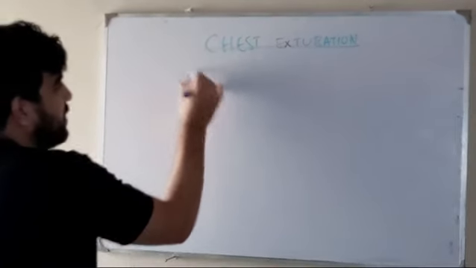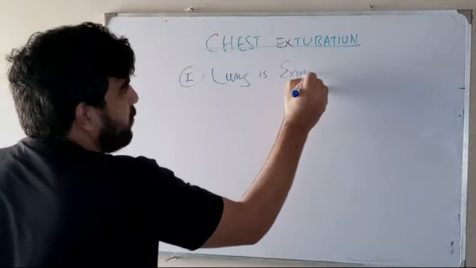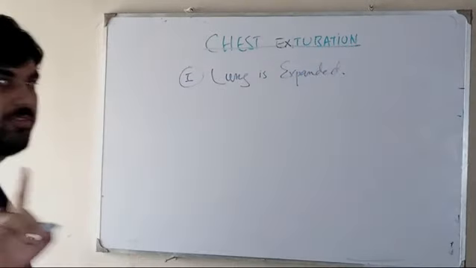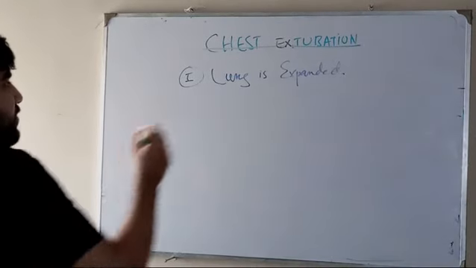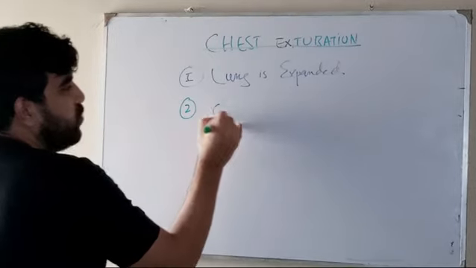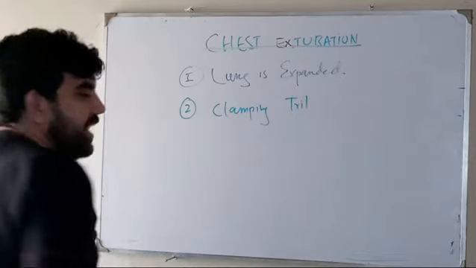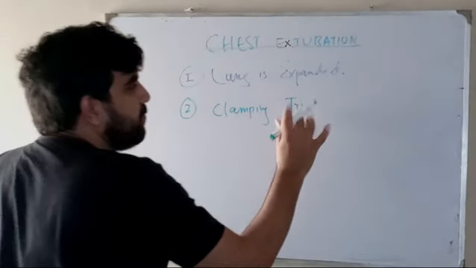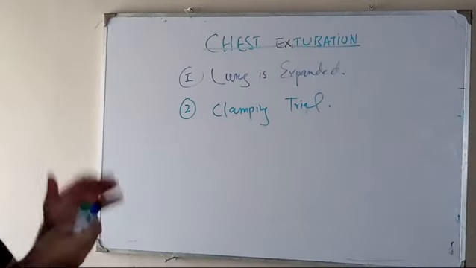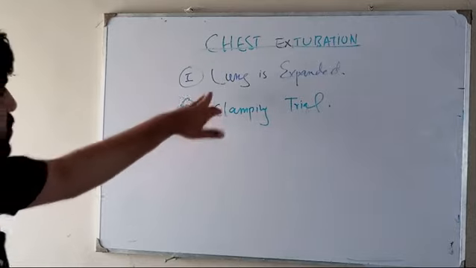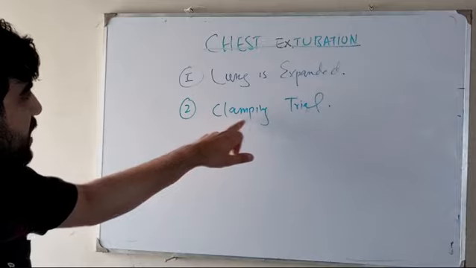Point number one, the lung is expanded. You have found the cause and treated the cause, and now the lung is expanded. The second thing is you have given a clamping trial, and there was no recurrence of the actual disease. There was no lung collapse, there was no pneumothorax. So the first thing is the lung is expanded. The second thing is there is a clamping trial.